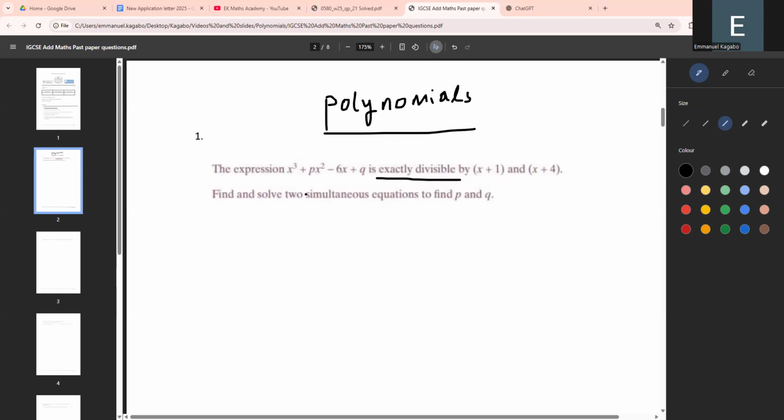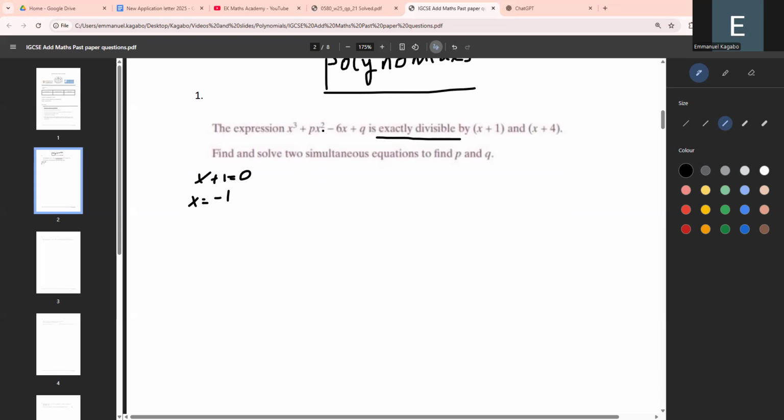Now, I hope you know what we call the remainder theorem. If you know the remainder theorem, this question is going to be very easy. It means I have to start by setting x + 1 equal to 0, my bad, sorry. So therefore, x is equal to negative 1. If I put this value of x here, because it is exactly divisible, I should get 0.